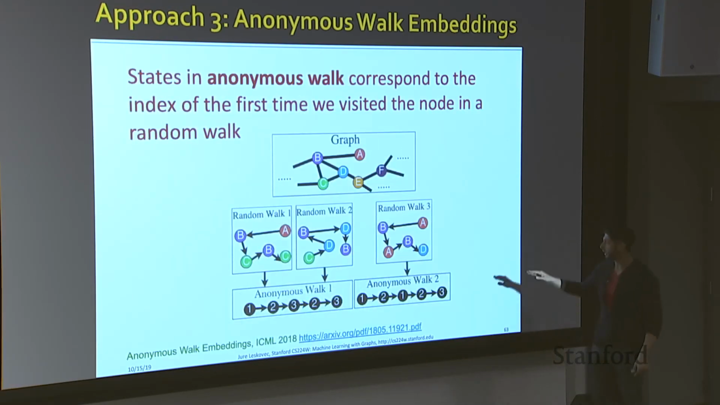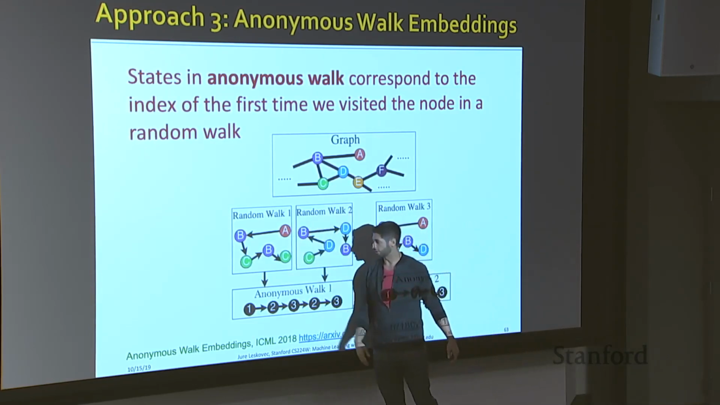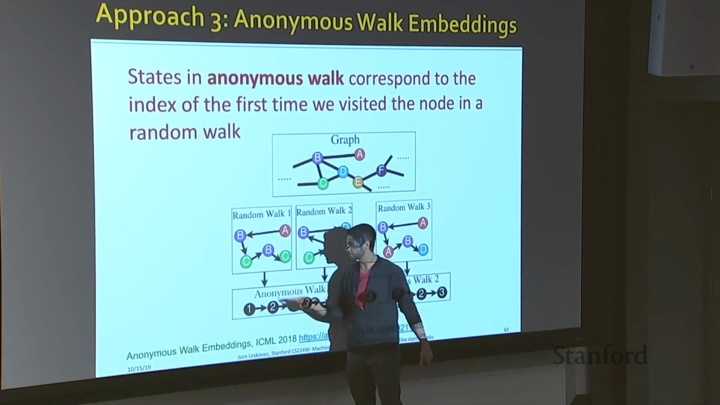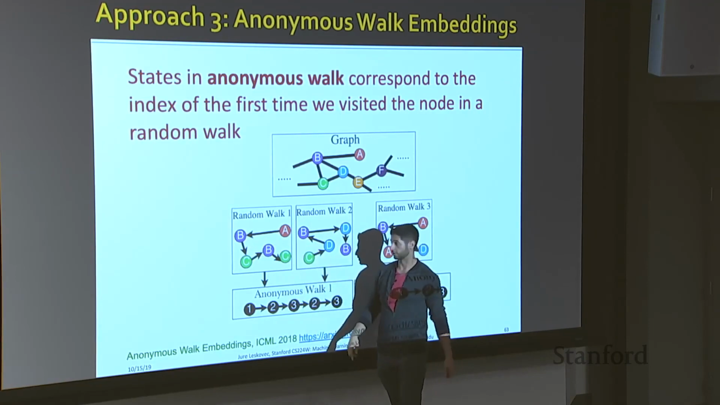Last idea, and you will find the slides here in case you want to go deeper and understand more, is the concept of anonymous walk embeddings. Basically, what they do is, you're in your graph, you're running your random walks, and rather than keeping track of all the nodes that you're visiting, you're just going to keep track of the order in which you are visiting those nodes, okay?